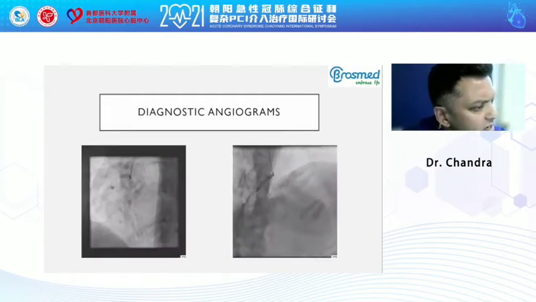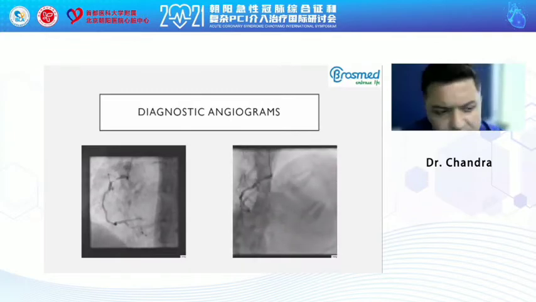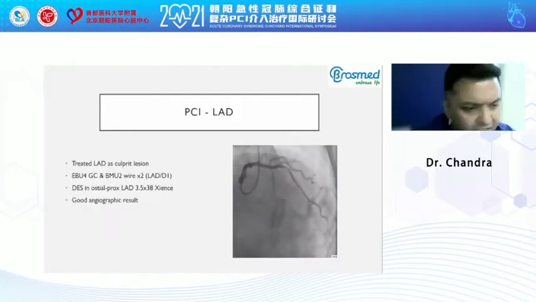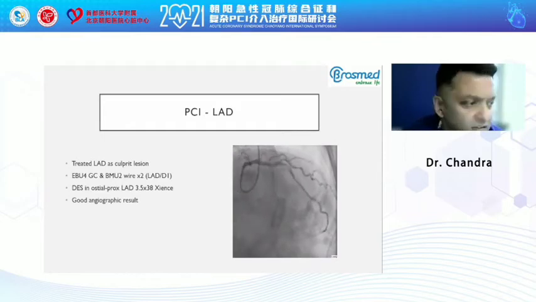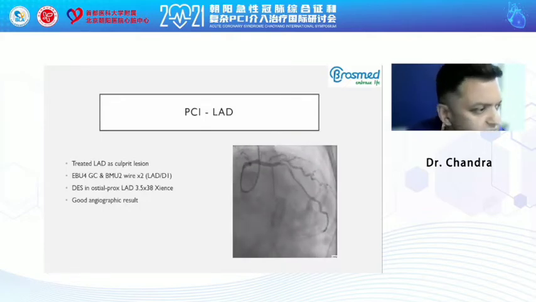So again, as our index admission, we treated the LAD as the culprit for his problems, a relatively straightforward procedure. Again, we used a 6 French EBU 3.5 guide catheter, provisional stenting technique across the LAD and the diagonals, and one long stent implanted, which was a 3.5 by 38 Xience stent with a good angiographic result.